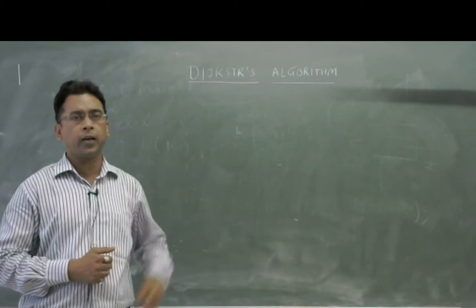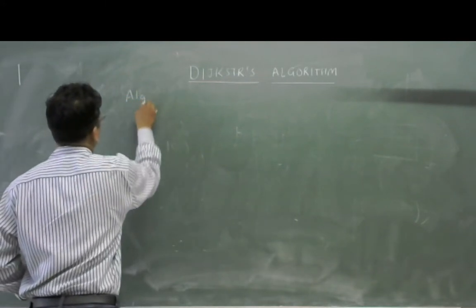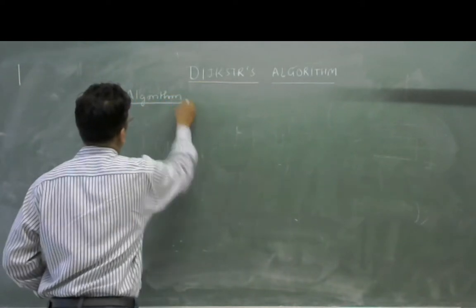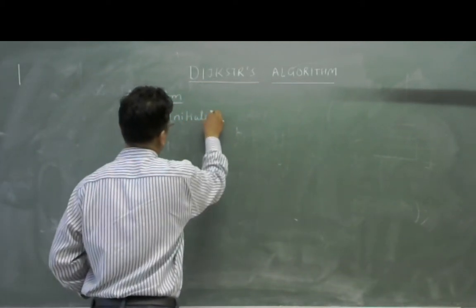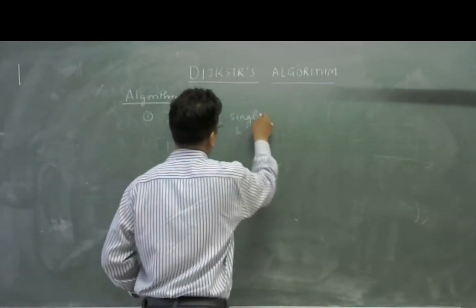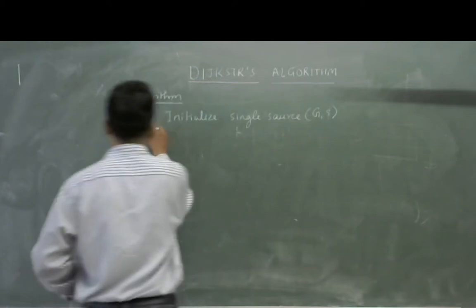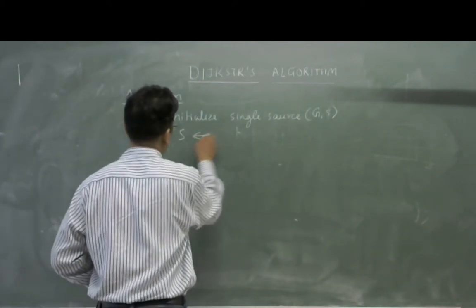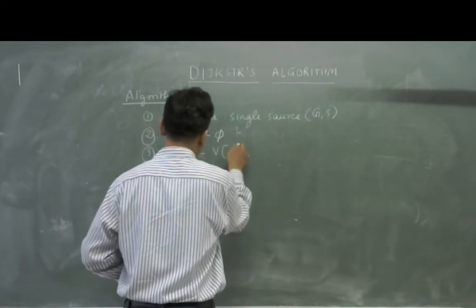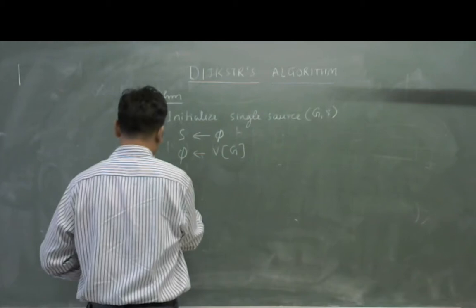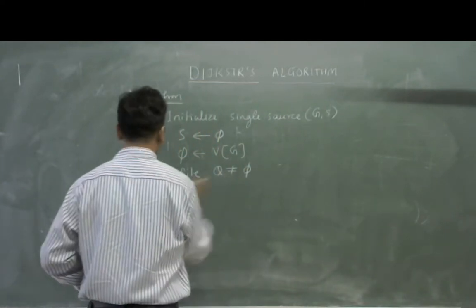First of all, I am going to write the algorithm. Algorithm. Source G comma S.